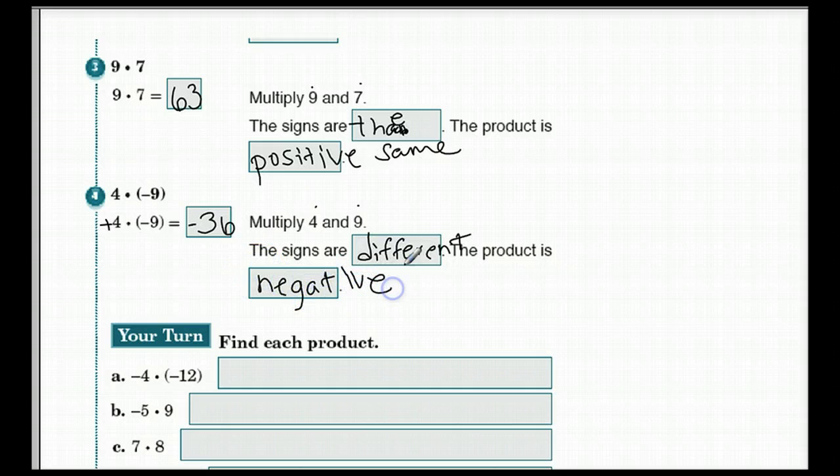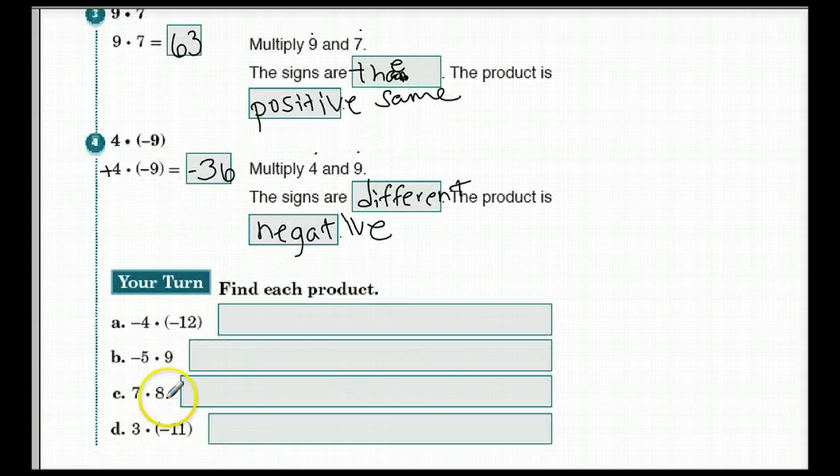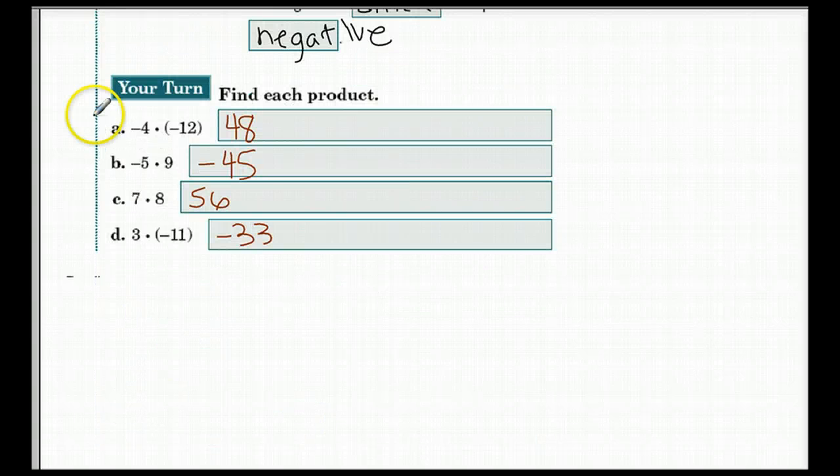So now pause me here. Go ahead and try A, B, C, and D. See if you get the correct answers by checking with the video. Alright, so there's the answers that you should have gotten. 48, -45, 56, and -33. Notice when both signs are the same on the problem, the product here is positive. When both signs are different, the product is negative.